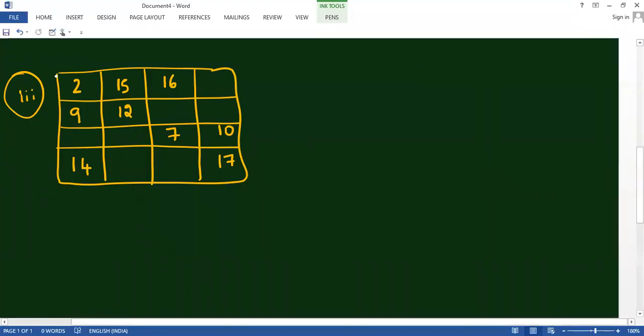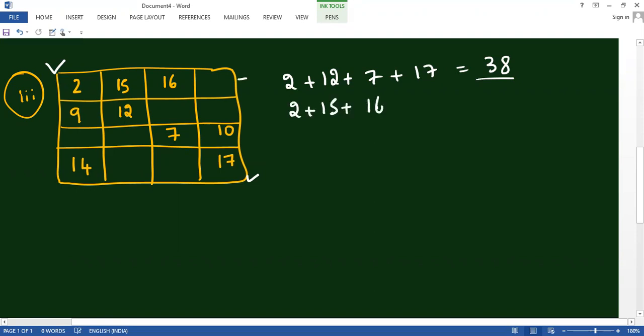So here we are going to add this diagonal part first, that is 2 plus 12 plus 7 plus 17. So that is equal to 38, the diagonal. And now let us find the first row, that is 2 plus 15 plus 16. So that is equal to 33. So 33, then to make up 38, we need to subtract 38 minus 33. That is equal to 5. So if you add 5, then we'll get 38. So it is 5.